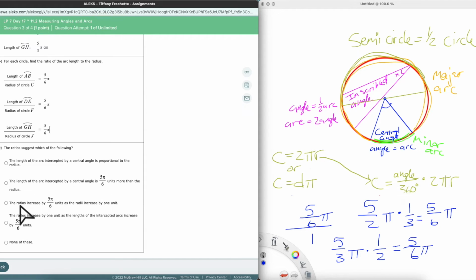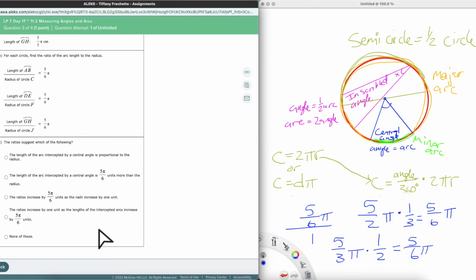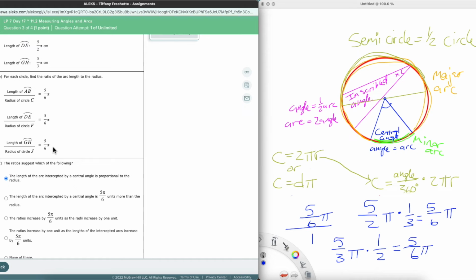The ratios increased by 5/6 pi units as the radii increased by 1 unit. The ratios increased by 1 unit as the lengths of the intercepted arcs increase by 5/6 pi units, or none of these. So they're just asking us to determine what's the relationship here. And for this one, it would be that they're proportional to the radius.